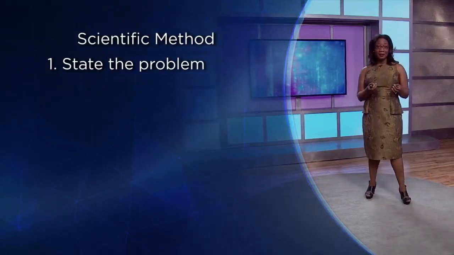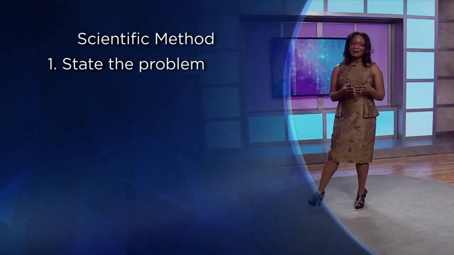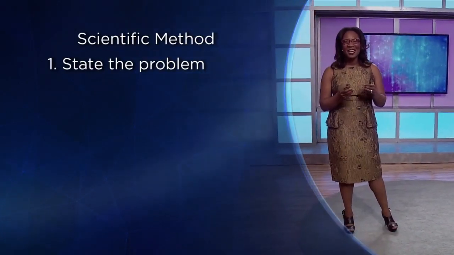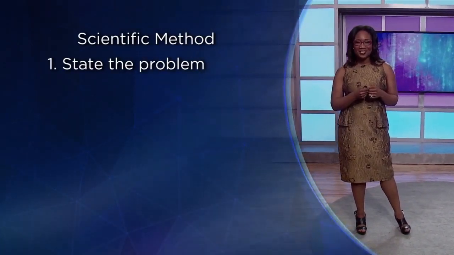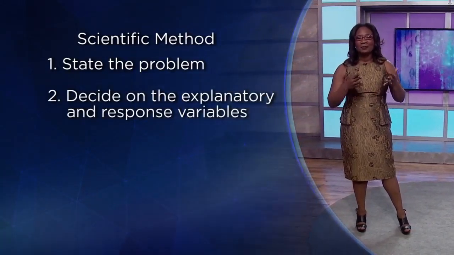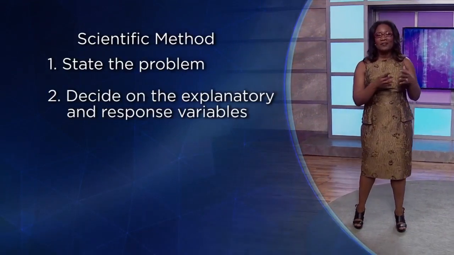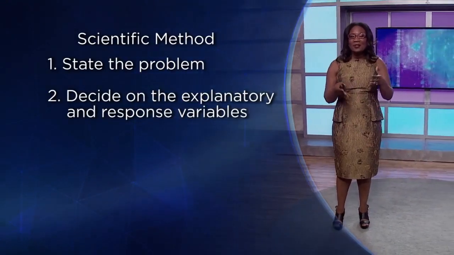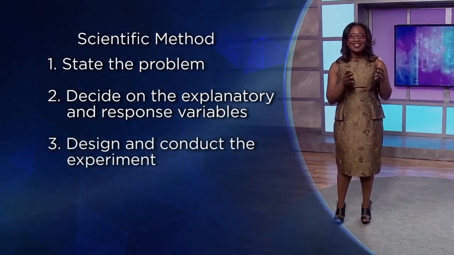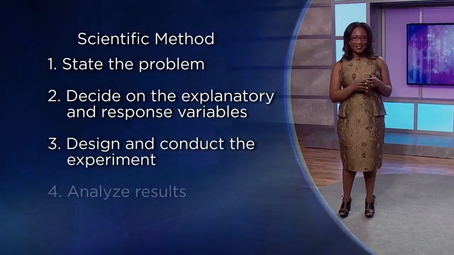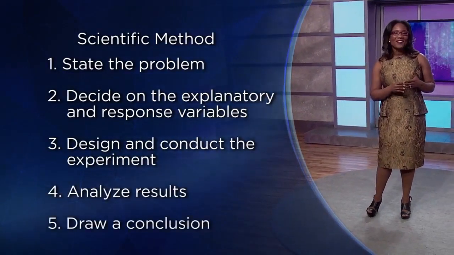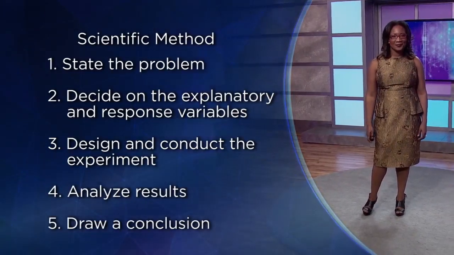First, we state the problem. Okay? My problem was making a pretty good red velvet cake. And how do I do that if I alter the ingredients? Second, I want to decide on the explanatory and the response variable. So what variables am I going to leave fixed, and which ones am I going to change? Third, I want to design and conduct the experiment. Fourth, I'm going to analyze my results. And then my fifth step is to draw a conclusion.